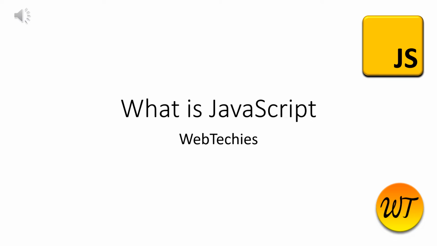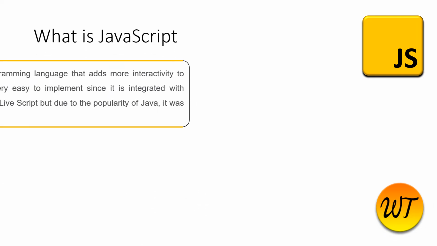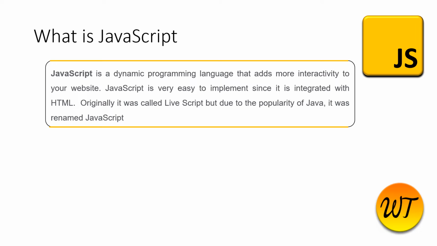We will learn JavaScript from scratch to an advanced level. What is JavaScript? JavaScript is a dynamic programming language that adds more interactivity to websites. JavaScript is very easy to implement since it is integrated with HTML. Originally, it was called LiveScript, but due to the popularity of Java, it was renamed JavaScript.